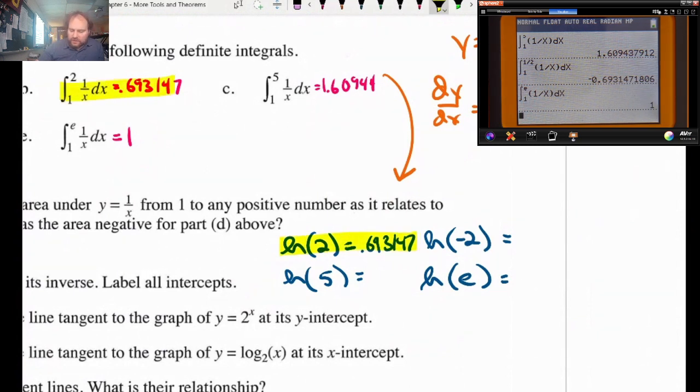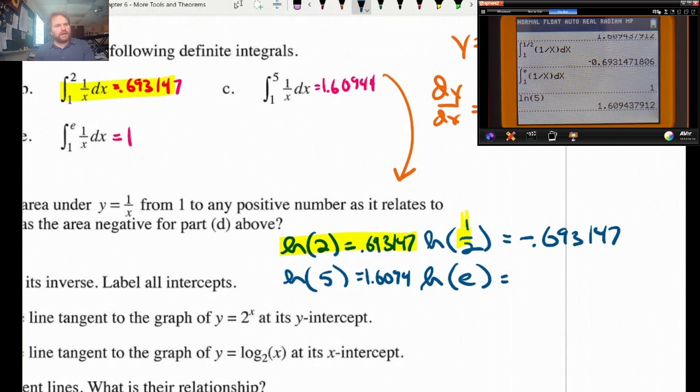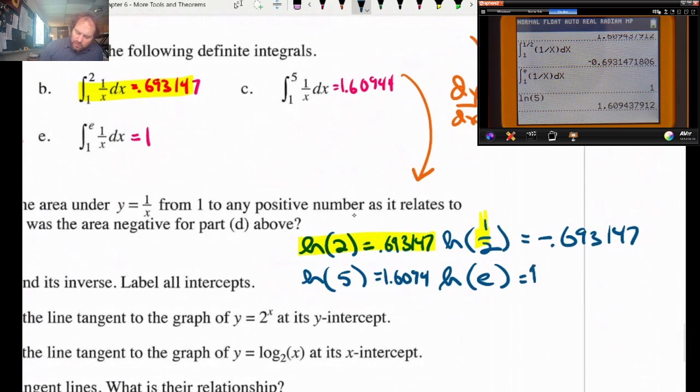The same thing is true. Actually, this is not negative 2, it's 1/2. There is no such thing as a natural log of a negative number. The natural log of 1/2 gives you the exact same answer, but it is the opposite. The natural log of 5 will give you 1.60944. I promise, if you grab a calculator and try it, natural log of 5, you can see my calculator cam up there, it is 1.609. And the natural log of e we all kind of know to be 1.